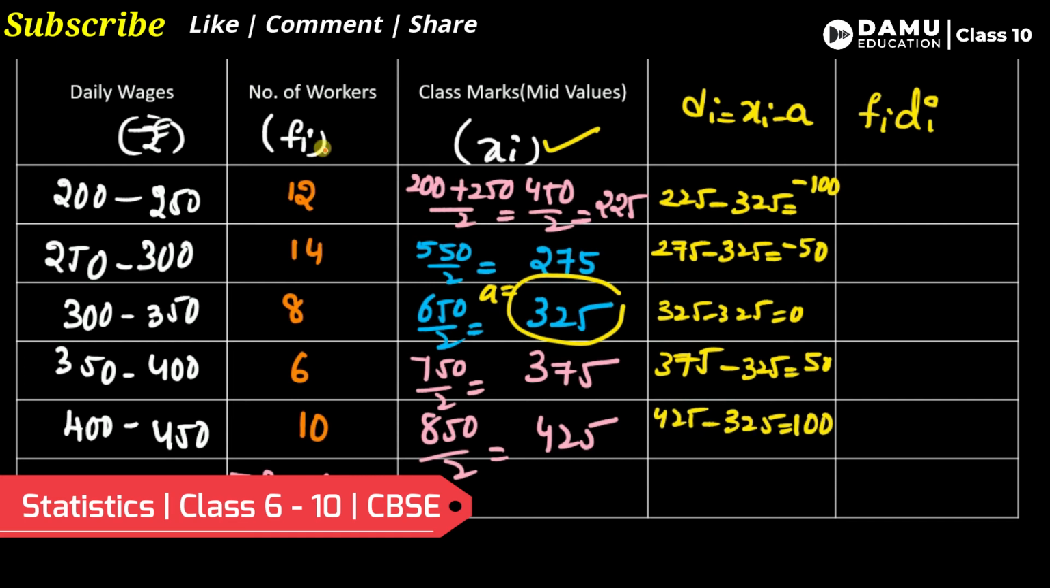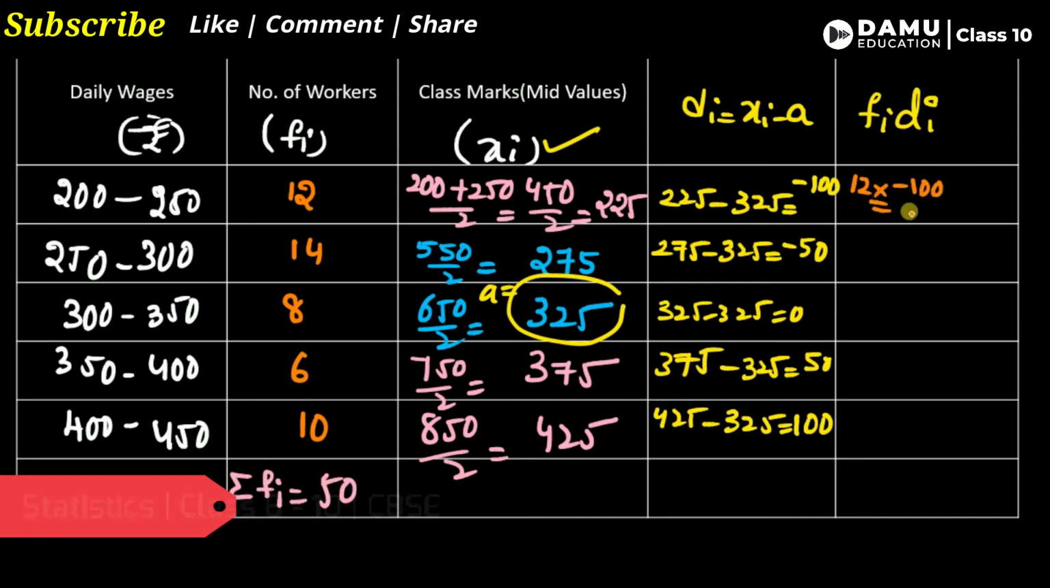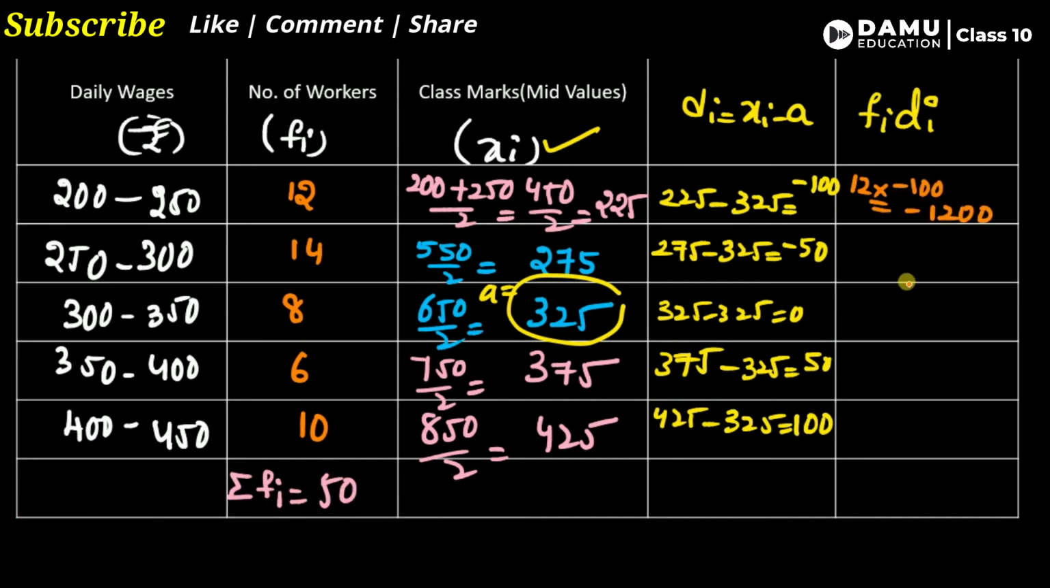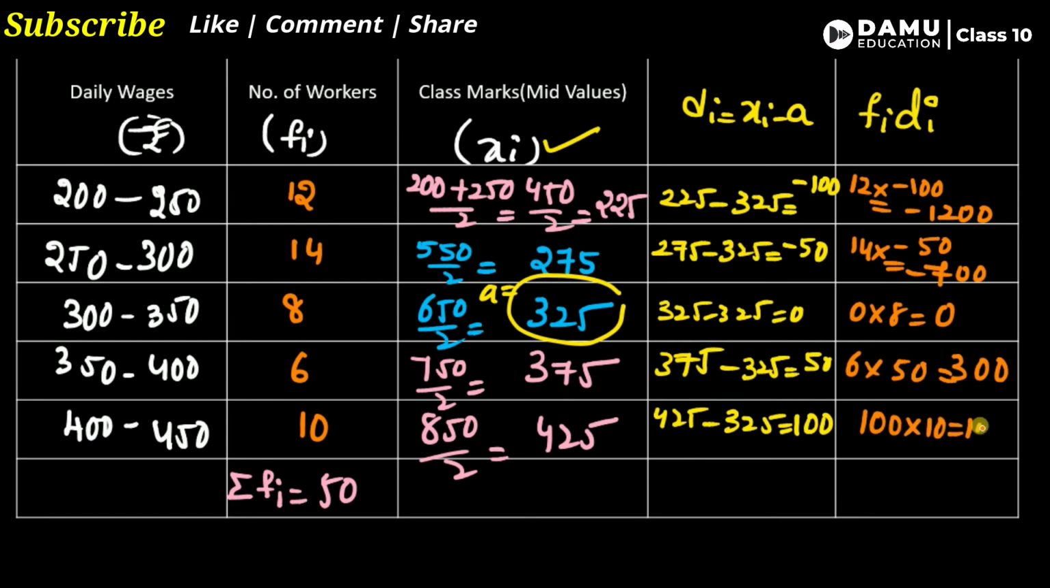Now for fi into di, fi is 12 here. So 12 into minus 100, what will you get? Minus 1200. Then 14 into minus 50, we will get minus 700. 0 into 8, we will get 0. Then 6 into 50, we get 300. Then 100 into 10, we get 1000. So these are the values we have to observe here.